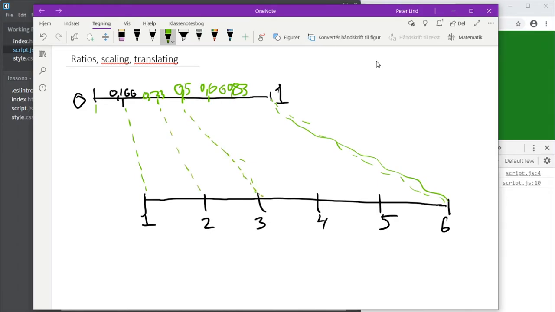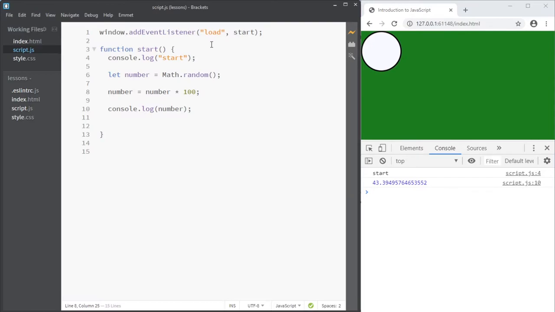0.33 would be 2, and so on. So here, the scaling is the same. We simply multiply by 6. Let's try that first. I know there's going to be a problem, but let's try it. Multiply by 6.